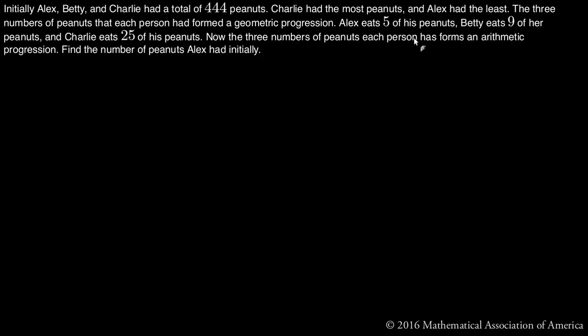Alex eats 5 of his peanuts, Betty eats 9 of her peanuts, and Charlie eats 25 of his peanuts. Now the three numbers of peanuts each person has forms an arithmetic progression. Find the number of peanuts Alex had initially.